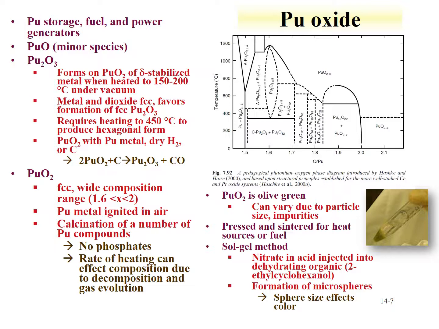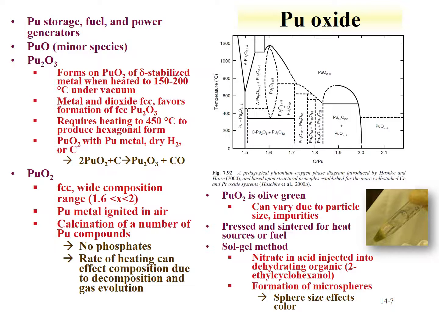Plutonium dioxide is olive green, and this color can vary due to particle size and impurities. And here's an example of a plutonium precipitate that already has this olive green color. The material, plutonium dioxide, has been produced through a sol-gel method, where the nitrate in acid is injected into an organic, and microspheres are produced.